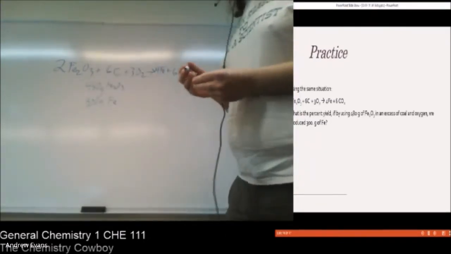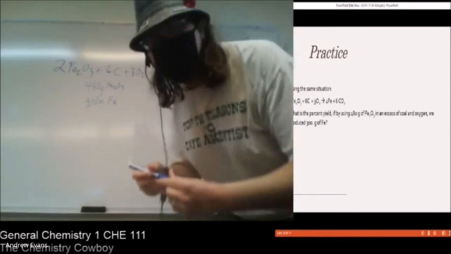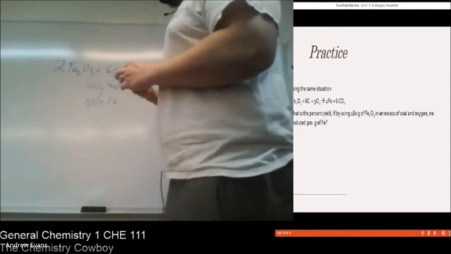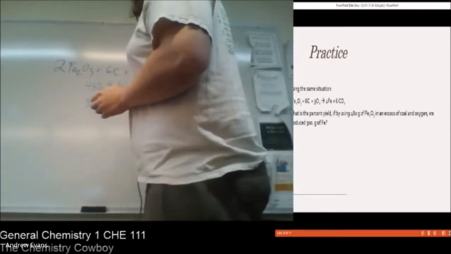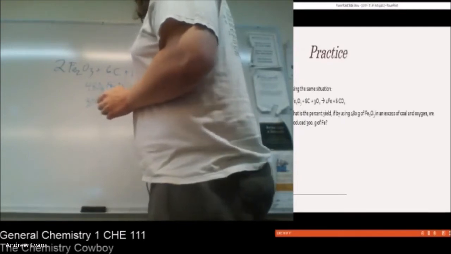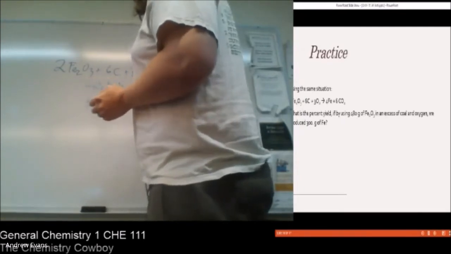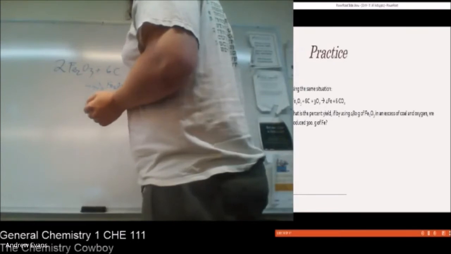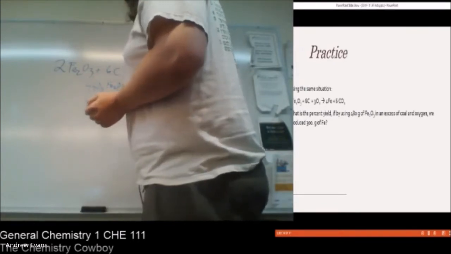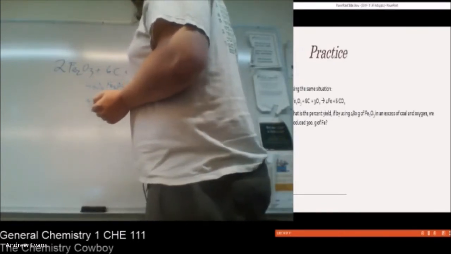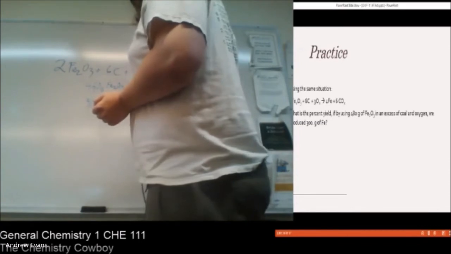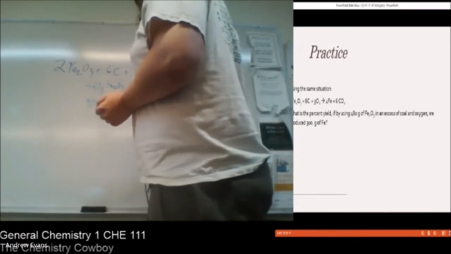Now we also need to use the molar masses. What was the molar mass of iron oxide? The molar mass of iron oxide we said was about 160 grams per mole, and the molar mass of iron was about 56 grams per mole.